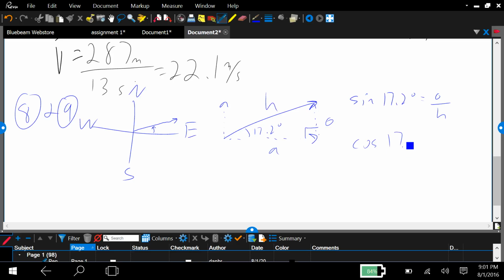Cosine of 17.2 degrees would give me the adjacent side because it's the only thing that I don't know. Because again, 3.4 kilometers is the hypotenuse. Okay, that's how you do 8 and 9. I will leave the last little math step to you to finish that up.